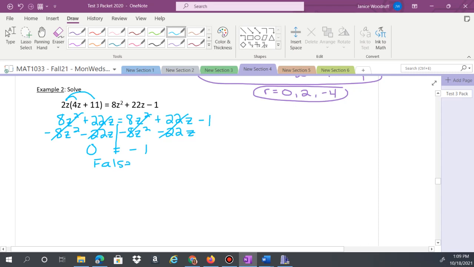When you get a false statement, what do we say? No solution. Good. Okay, so if I get a false statement and things cancel out, that is a no solution problem.